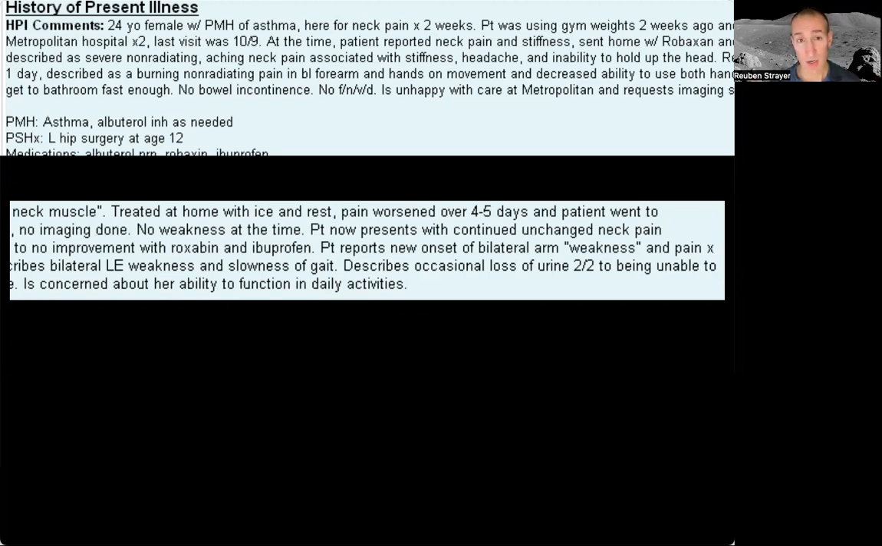Seen twice at another department, treated with the usual back pain medications, now comes in with worsening pain, bilateral arm weakness, which is in quotes in the note, and occasional loss of urine, secondary to being, quote, "unable to get to the bathroom fast enough." Patient was unhappy with the care she got at the other hospitals. She's demanding imaging studies. Her exam was reportedly normal.